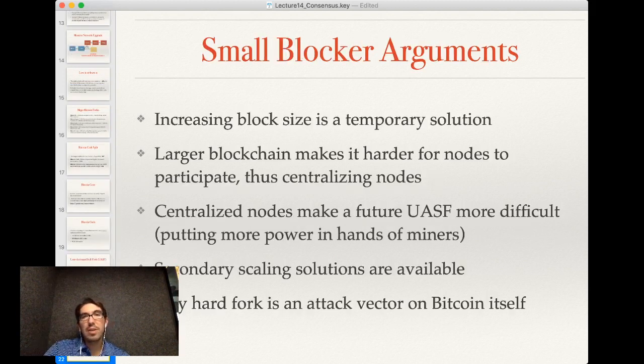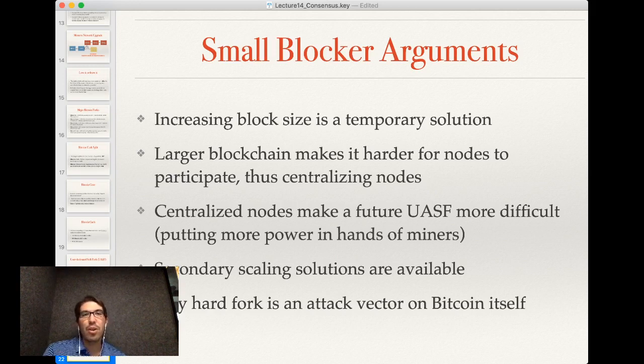So let's cover these arguments a little bit more in depth. So small blockers will say that increasing the block size might seem good now, but it's a temporary solution. As more activity occurs on the blockchain, you can't just keep increasing it forever. This also makes it harder for nodes to participate. Since, and we see this actually with other chains, running an Ethereum node, I can speak from experience, is more difficult than running a Bitcoin node because there's much more data coming in. It takes longer for it to synchronize. You need to have much more data storage, etc.